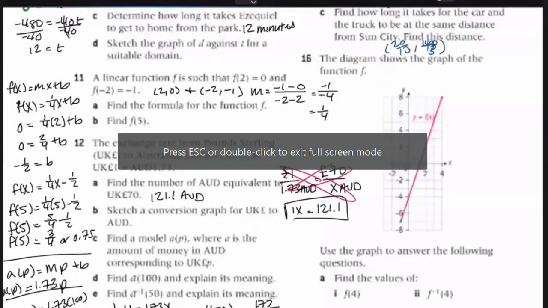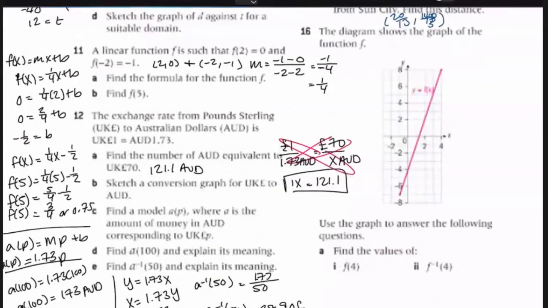Part 16, the diagram shows the graph of the function f. I think that's f. So here is my function. Use the graph to answer the following questions. Find the value of f of 4 and find the value of f inverse of 4. So figure out what is y when x is 4. So if we look here, when x is 4, y is 8.